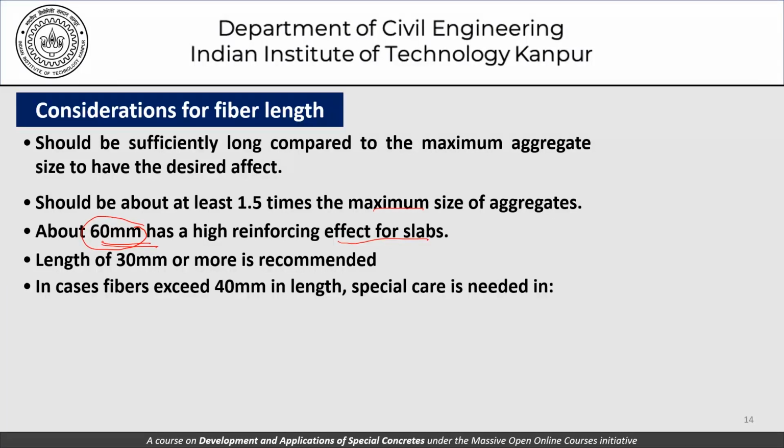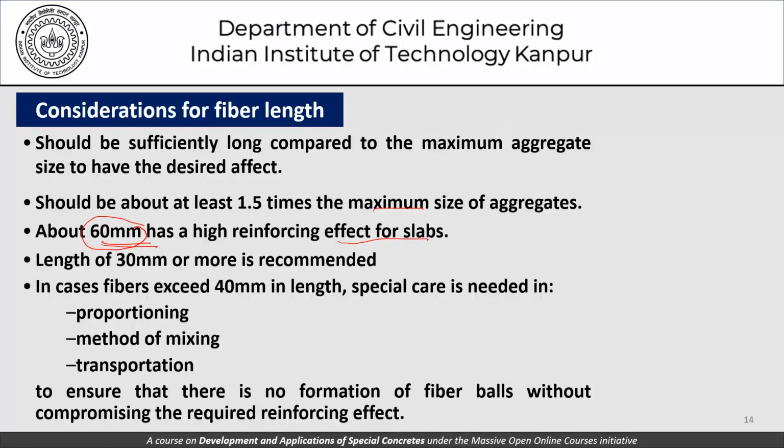A length of 30 mm or around that number is more commonly used as far as steel fibers are concerned. In cases when fiber exceeds 40 mm in length, special care is needed to proportion the concrete mix, and not only proportion it, but in the method of mixing and transportation of concrete to ensure that there is no formation of fiber balls without compromising the required reinforcing effect. So these are some of the tips that you want to have when you're trying to use steel fibers or any other fiber as far as concrete is concerned.